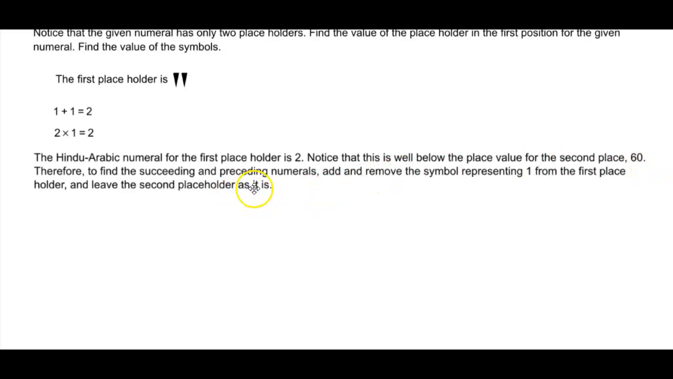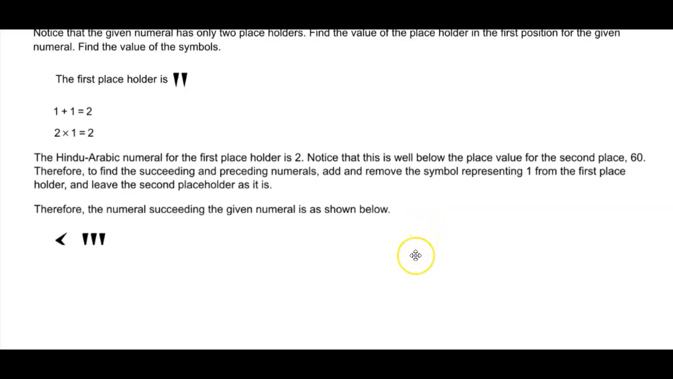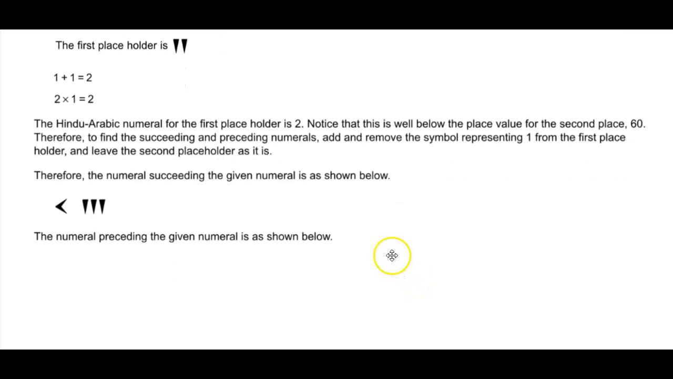Therefore, to find the succeeding and preceding numerals, we add and remove the symbol representing 1 from the first placeholder and leave the second placeholder as it is. Therefore, the numeral succeeding the given numeral is as shown below, and then the numeral preceding the given numeral is as shown below.